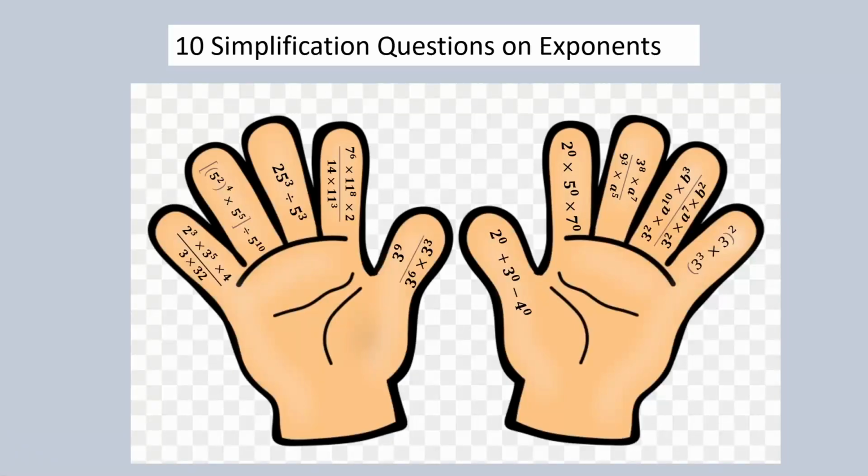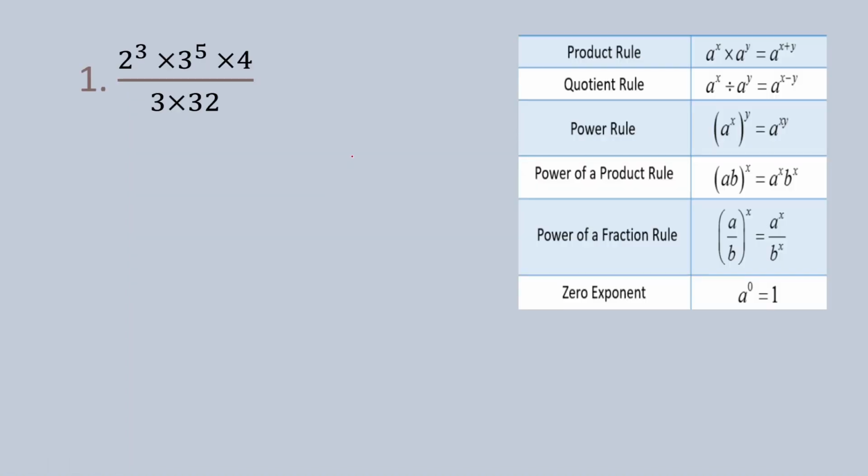Welcome everyone, and today we'll be solving 10 important questions using laws of exponent. So let's get started. In any simplification based question, if you find any number which further can be factorized, first factorize it and write it in the form of base and exponent. Like in this question, 4 and 32 are not in prime factorization form, so further factorize it.